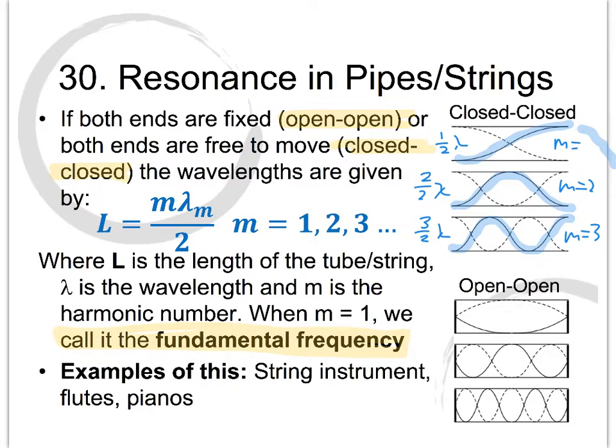If we have a situation where both ends are open or both ends are fixed, we end up with the exact same relationship. For that first harmonic, the length of the pipe is half a wavelength. For the second one, it's equal to 1 wavelength. For the third one, it's 3/2 times the wavelength. So we see the same pattern for both of these situations when the end behavior, the ends of the pipe or string, are the same.